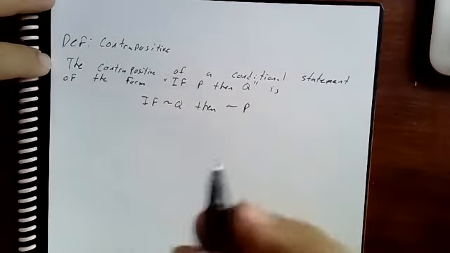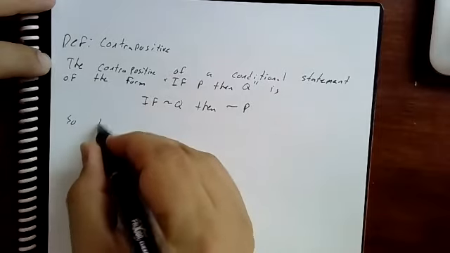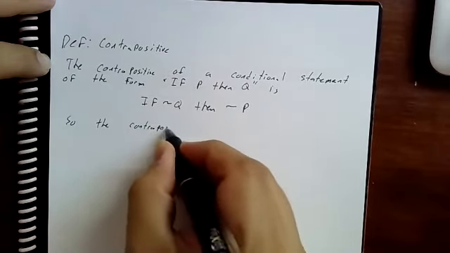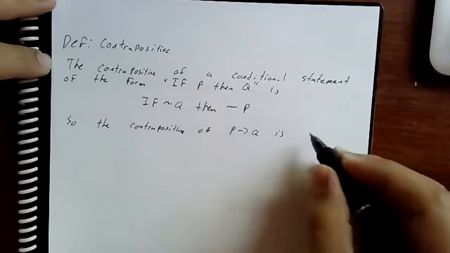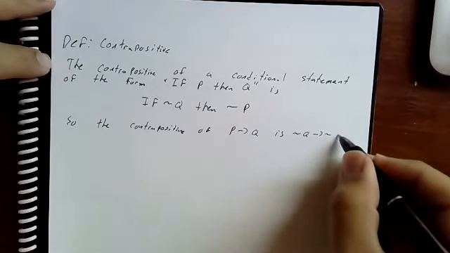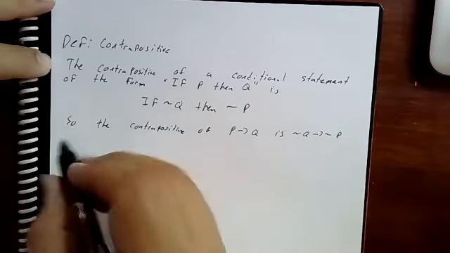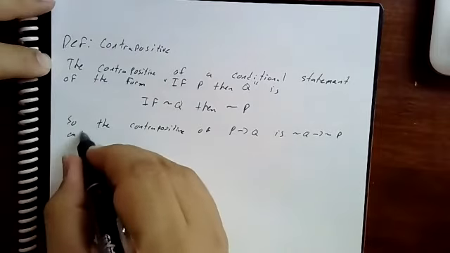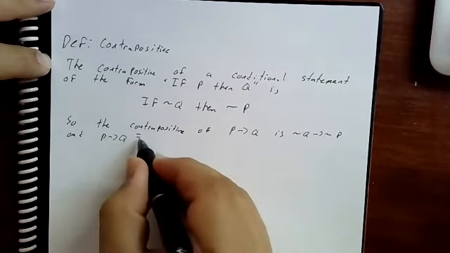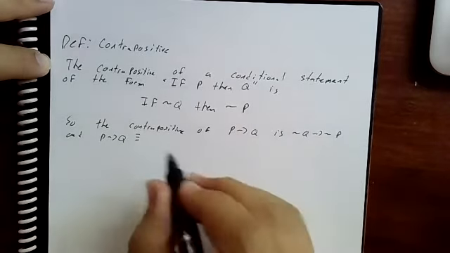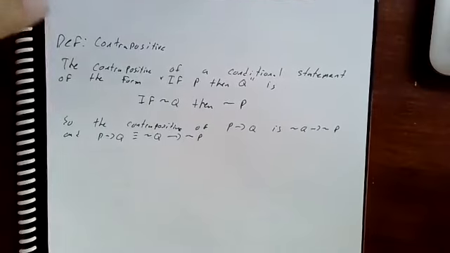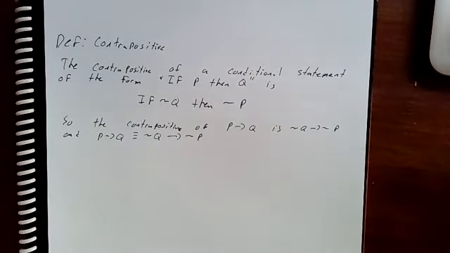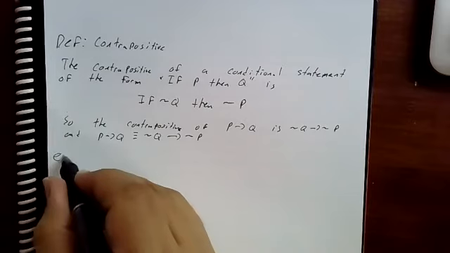So the contrapositive of P arrow Q is not Q arrow not P. And P arrow Q is logically equivalent to not Q arrow not P. Let's do one of these and move on.